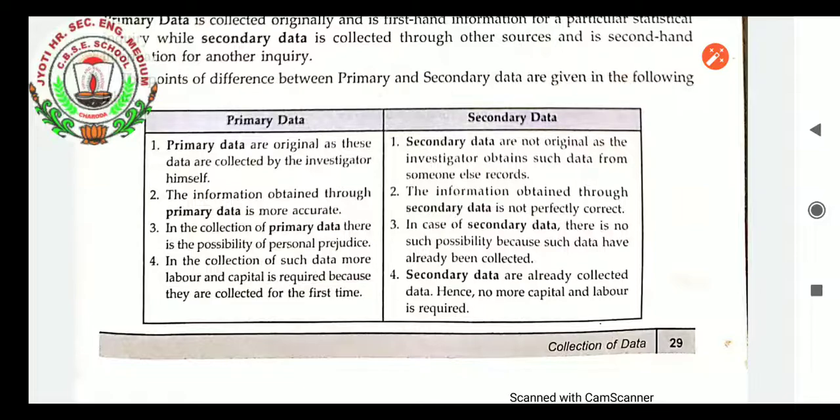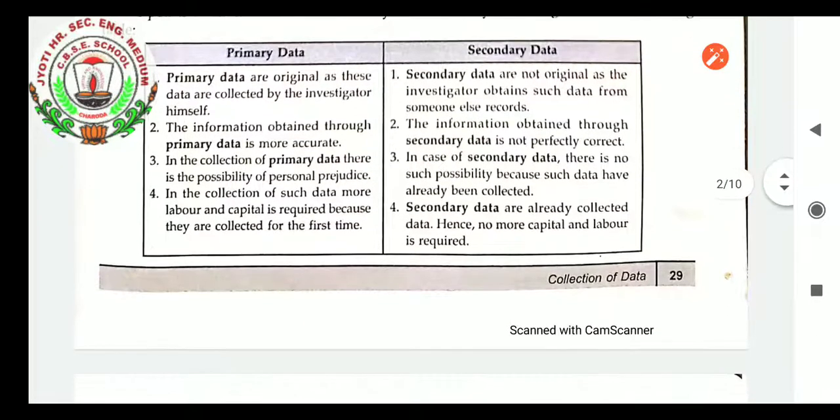In the collection of primary data, there is a possibility of personal prejudice, meaning we can make a self judgment related to the data which we have collected. But in secondary data, there is no such possibility, because the data have already been collected by someone else. There is no possibility that we can make a personal prejudice or judgment related to the data, because someone else collected it. There will be other information related to it that we cannot imagine.